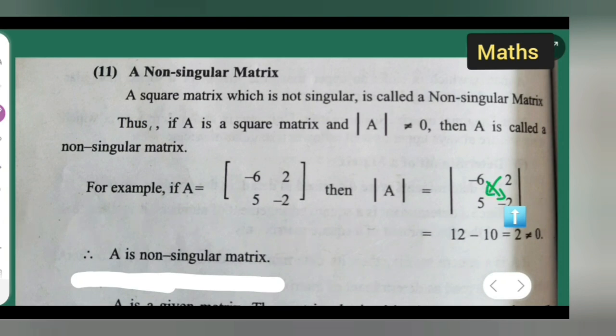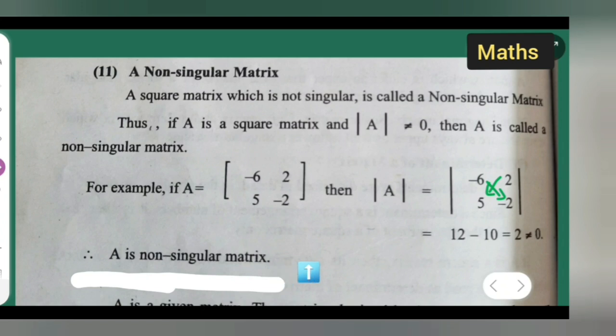So 6 2s are 12 minus 5 2s are 10. So 12 minus 10 is going to give you 2. So it is not equal to 0. So the determinant of A will be not equal to 0. Therefore A is a non-singular matrix.